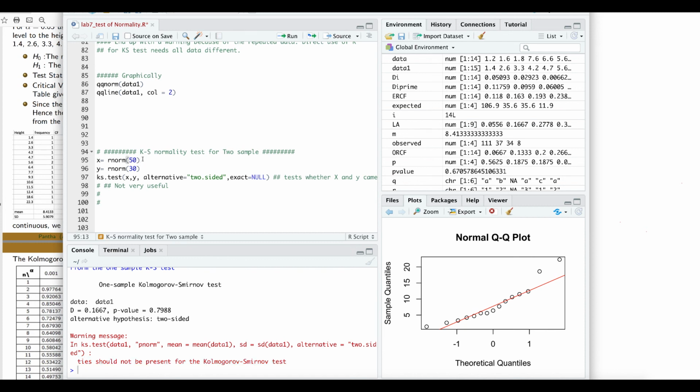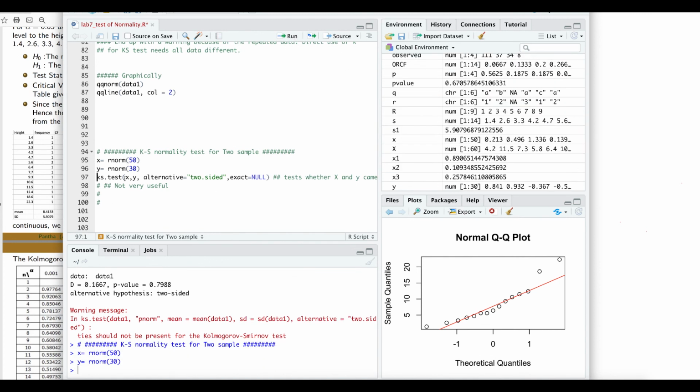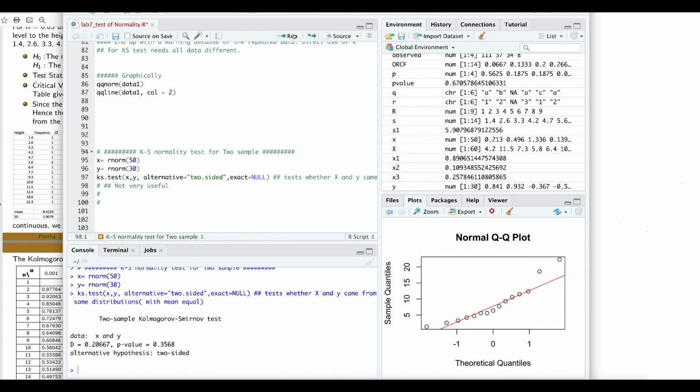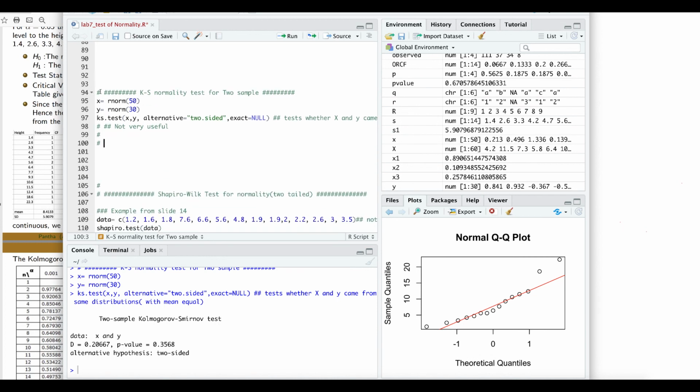The ks test can be used for non-repeated data, and also for two samples. What I'm doing here is, x is one sample and y is another sample, and you can do ks.test x comma y, two-sided, and exact equals NULL. If you run that, you can see the p-value is greater than alpha, meaning these data are coming from a normal population. You don't have to do that; you can check normality of this and that separately, which is perfectly fine. But if the data are not repeated, you can check the normality of the two data sets at the same time using ks.test.